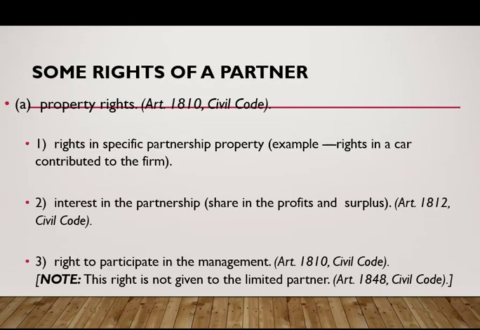The first right: there are property rights that a partner possesses under Article 1810. The first one is the right in specific partnership property. This talks about any property that you have contributed to the firm. Therefore, you have a specific partnership right to that property.